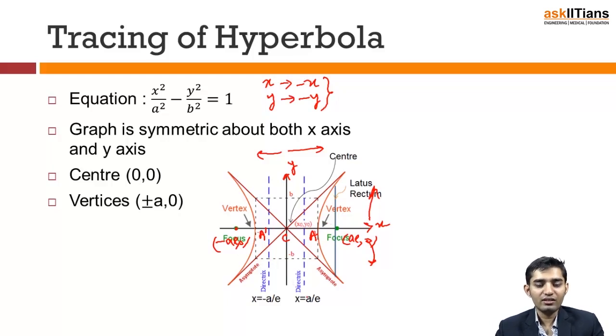And what will be directrix? In this case there will be two directrix, because I am taking mirror image. I have one directrix on the right hand side of y-axis, so I will get one directrix on the left also. Similarly, I will get two vertices, two foci, two directrix, and everything will be symmetric. Graph is totally symmetric about x-axis and y-axis. So foci will be plus minus AE comma 0 and directrix will be x equal to plus minus A by E.